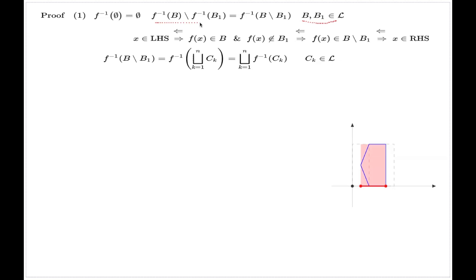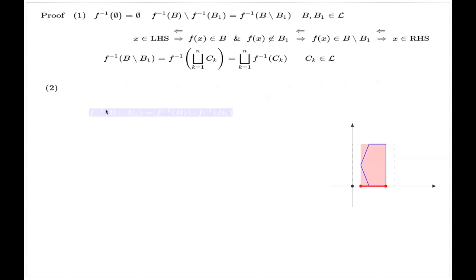We have to show that this set difference can be represented as a disjoint union of elements of the semi-ring S. The set difference we replace like so. Because B and B1 are from the semi-ring L, there is a representation by the elements of the semi-ring L. Now we interchange the pre-image and the union, and these elements are the elements of the semi-ring S. The definition of S we left on the slide above. And that finishes part 1, that the collection of subsets S is a semi-ring.